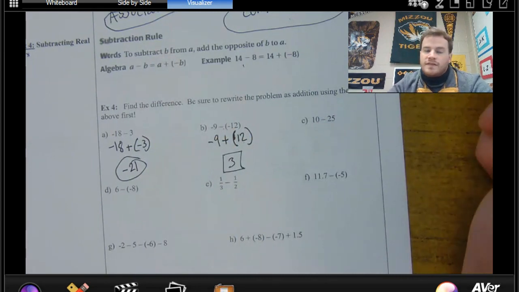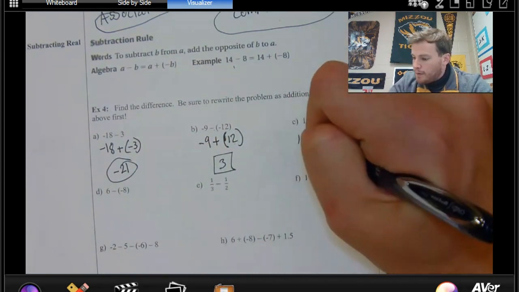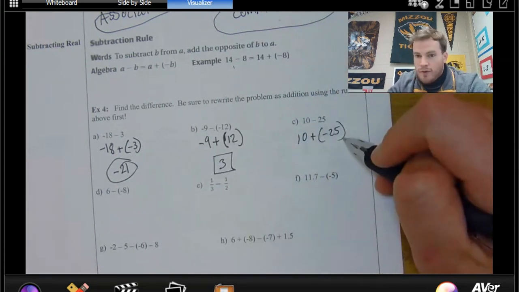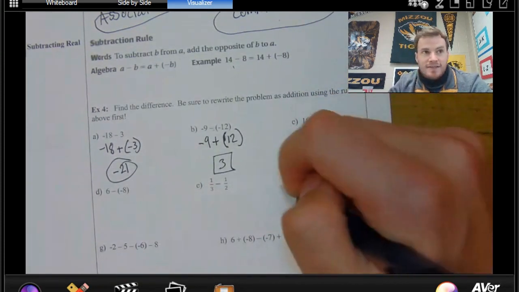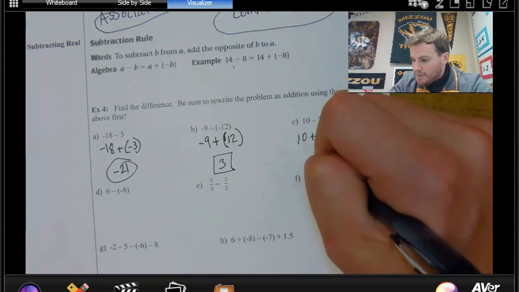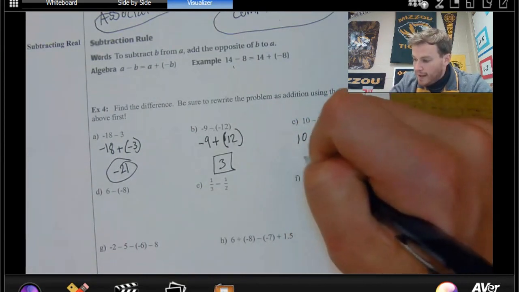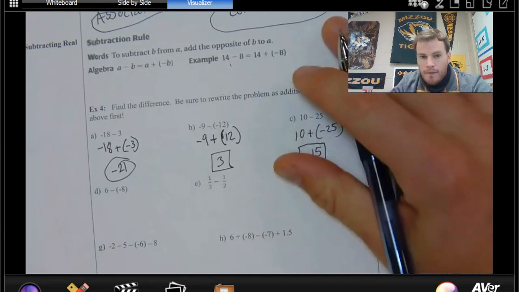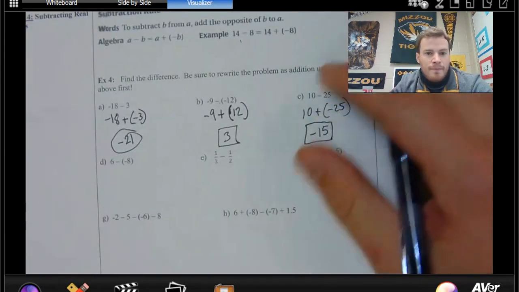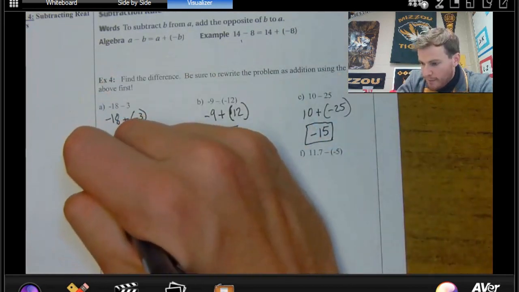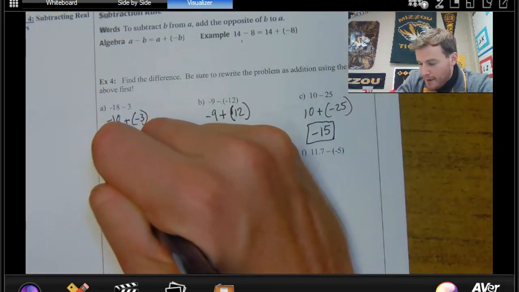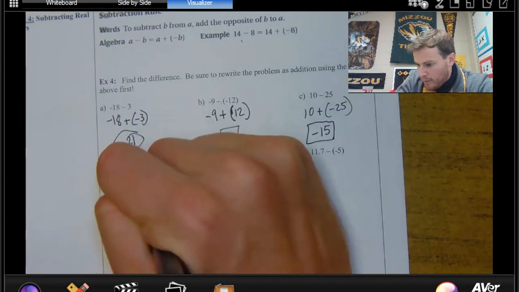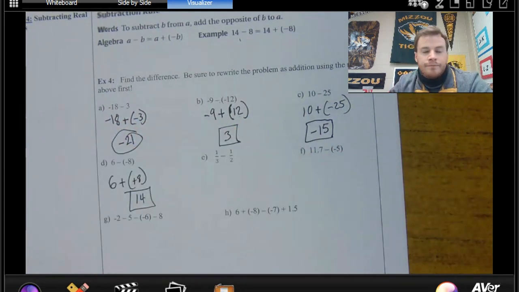Okay, C, you have 10 plus a negative 25. The highest absolute value is at negative 25. 25 minus 10 is 15. Since the highest absolute value is a negative number, we make that negative 15. All right, part D, it says 6 minus a negative becomes plus a positive. So that equals 14.